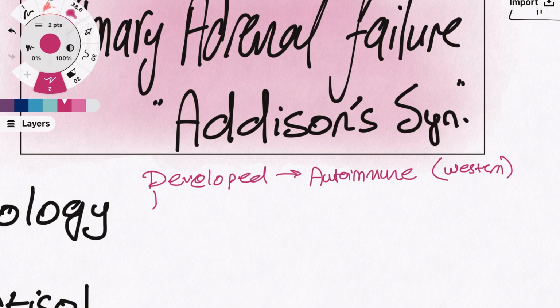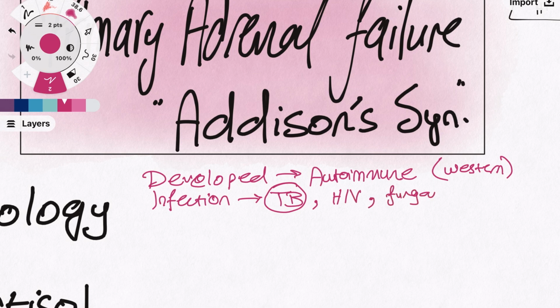Rather, it is infection. Now, what is the infection that would actually spread to the adrenal gland and cause the adrenals to become failing or insufficient? Tuberculosis is the most common cause of adrenal failure worldwide, but also HIV or some fungal infections can also lead to that. But what I would want you to remember and never forget is that these two are the most common: autoimmune and tuberculosis.